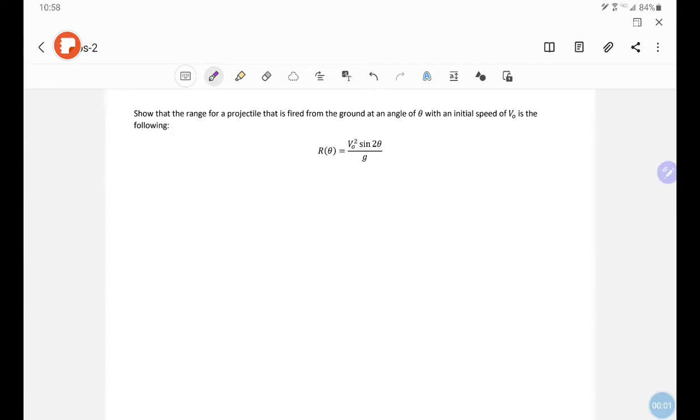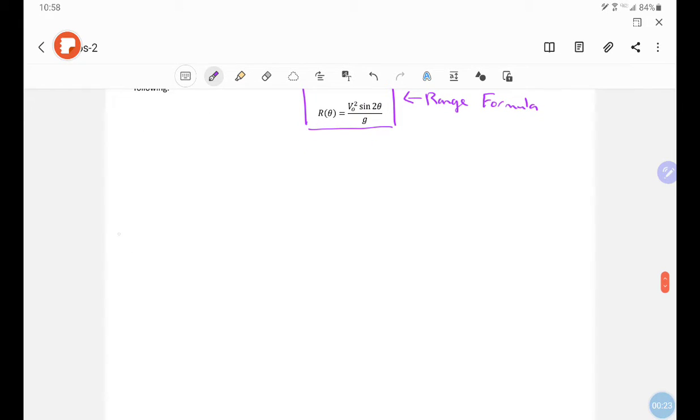Hi guys, this says, show that the range for a projectile fired from the ground at an angle theta with initial speed of v0 is the following. So this is known as the range formula in physics. And it's specific to a problem where a projectile is fired over level ground with an initial velocity v0 at some angle theta above the horizontal.